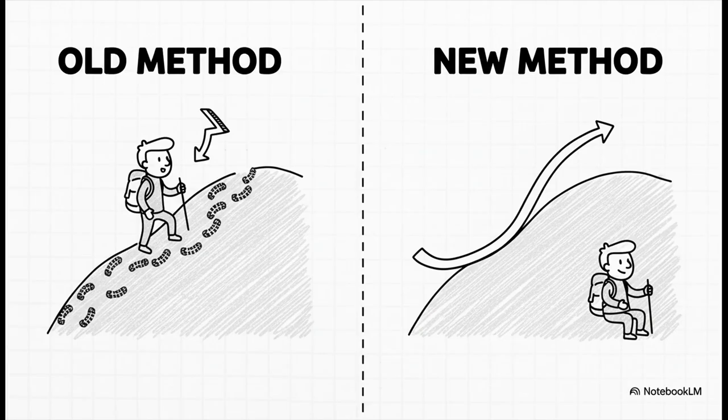So what's the result? A way more efficient trip down the mountain. That momentum means a smoother, faster descent into the valley. Our hiker isn't just taking one clunky step at a time anymore. They're practically gliding towards the bottom.